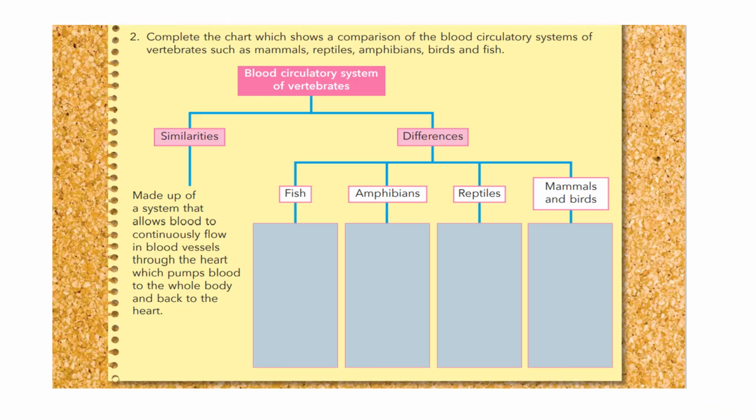Now, complete the chart which shows a comparison of the blood circulatory systems of vertebrates such as mammals, reptiles, amphibians, birds, and fish. You can differentiate all these blood circulatory systems in vertebrates in the aspect of type of blood circulatory system, the component of heart, the flow of oxygenated blood, and the flow of deoxygenated blood.